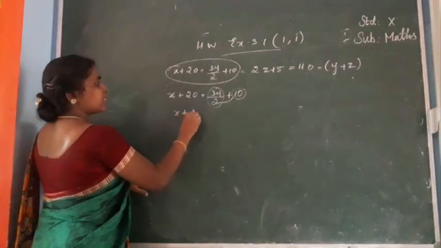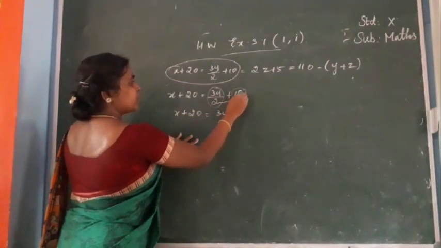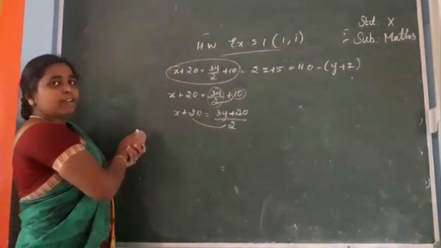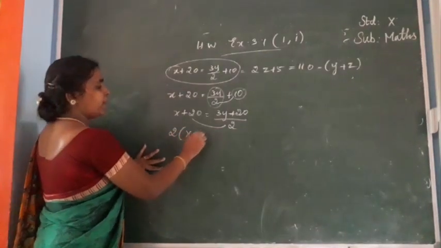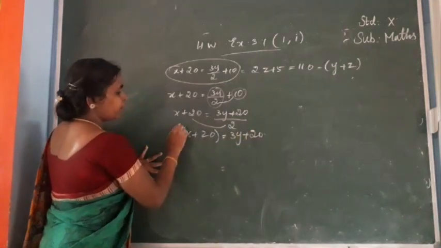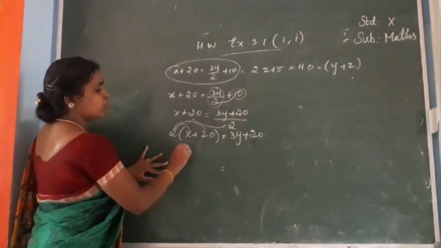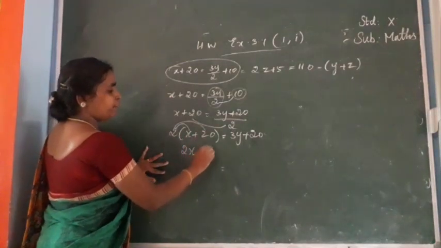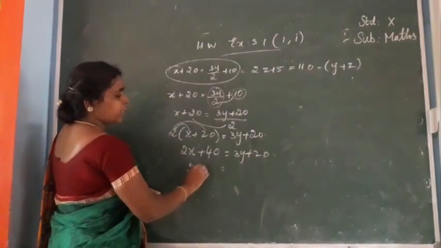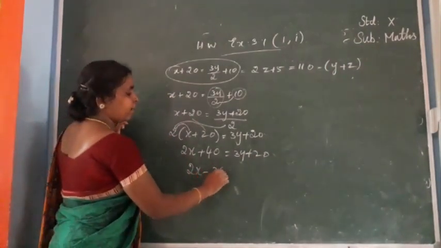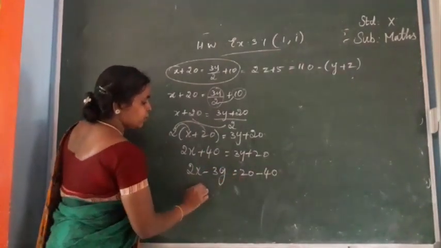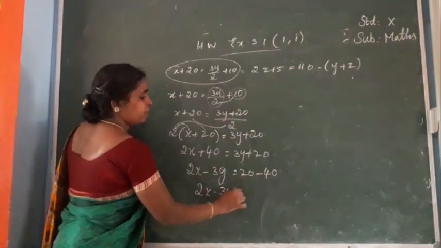So x plus 10 equal to (3y plus 10 into 2, 20) divided by 2. Next you take the 2 to the left hand side. So 2 into (x plus 10) equal to 3y plus 20. Next you remove the bracket, so you multiply by 2. So 2x plus 2 into 10, 20, equal to 3y plus 20. Now 2x, 3y: you take 3y to the left hand side, minus 3y equal to 20. Plus 20 taken to the right hand side becomes minus 20. So 2x minus 3y equal to minus 20.